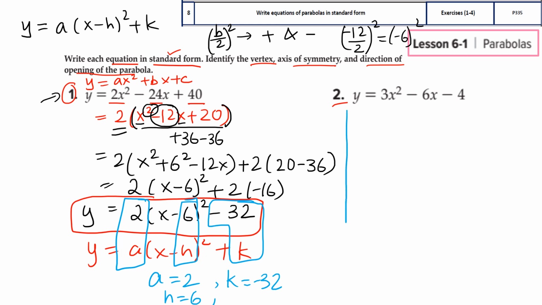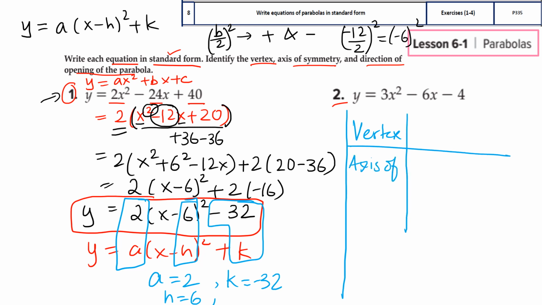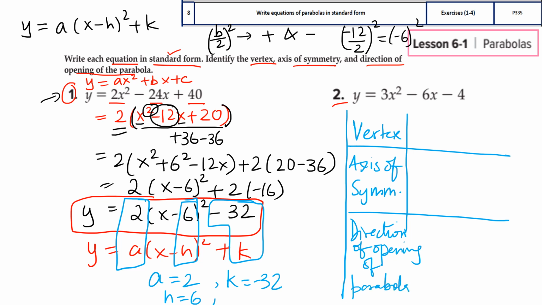So let's now make the table of values. We will write all the things we need. We need vertex, axis of symmetry, and we also need direction of opening of parabola. So already we discussed it's a vertical parabola, so the vertex is h comma k. That means h is 6, minus 32. That's your answer. Axis of symmetry is given by the formula x equal to h. X is 6, so that's your axis of symmetry.